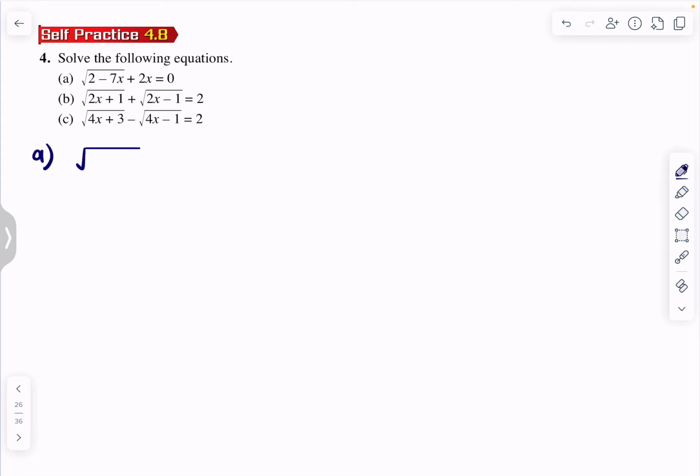So surd 2 minus 7x equals negative 2x. Then the square root here, we can bring it over the other side. This one will become square. So we can say 2 minus 7x is negative 2x squared. So negative 2x squared will be 4x squared.